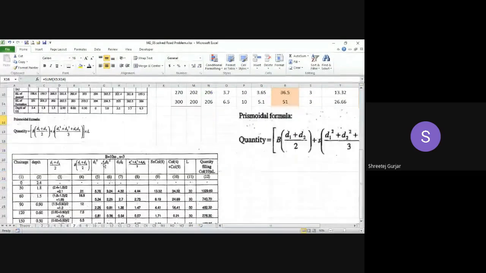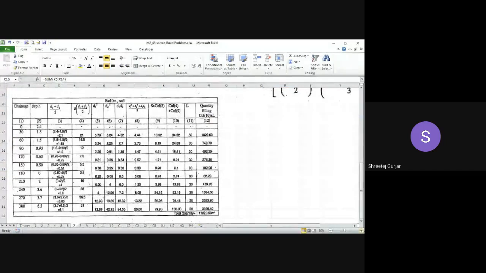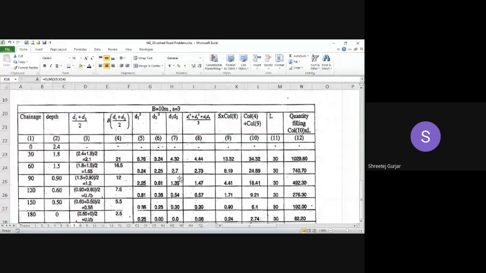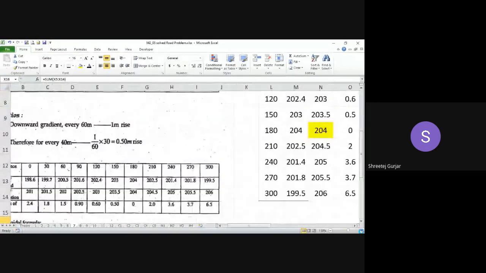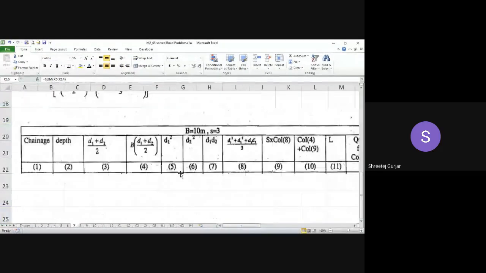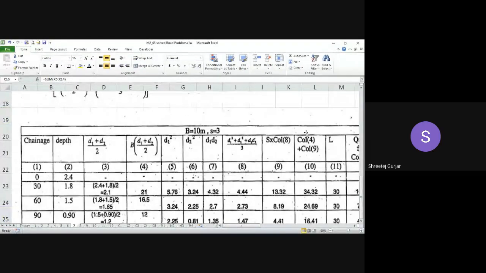Let us just verify whether we have got the same answer. So you can observe here how you have to prepare a tabular column in your notebook. Chainage, depth, D1 plus D2 by 2. Then you have to find out RL of ground, RL of formation, and depth. Then D1 plus D2 by 2, and B into D1 plus D2 by 2 you have to write, in this format.